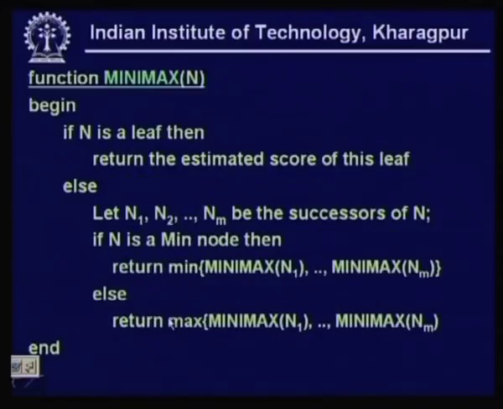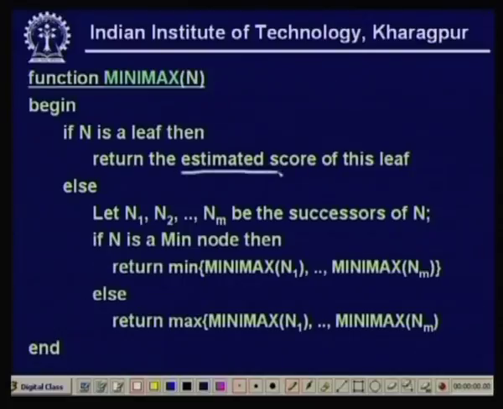So, this is the pseudocode for the function minimax. Function minimax at the node n, we are starting at the node n. If n is a leaf node, then we return the payoff value of this leaf, the estimated score of this leaf. Otherwise, if n is not a leaf, suppose n has m successors, n sub 1, n sub 2, n sub 3 up to n sub m. If n happens to be a min node, then we will return min of minimax of n1, minimax of n2, minimax of n sub m. Otherwise, if n is a max node, then we will return max of minimax of n1, minimax of n2 up to minimax of nm. So, this is the Minimax algorithm, very simple algorithm.